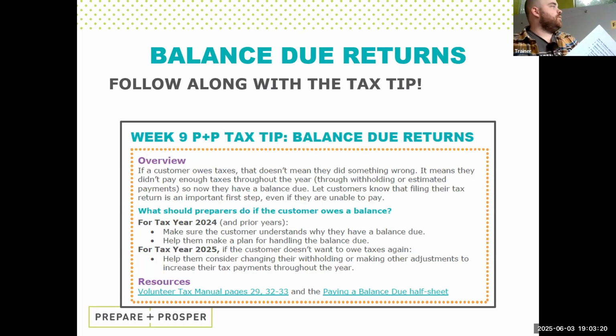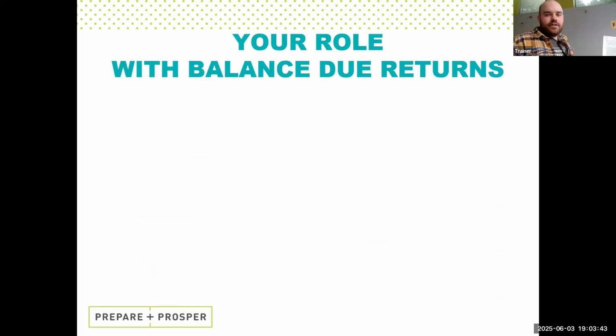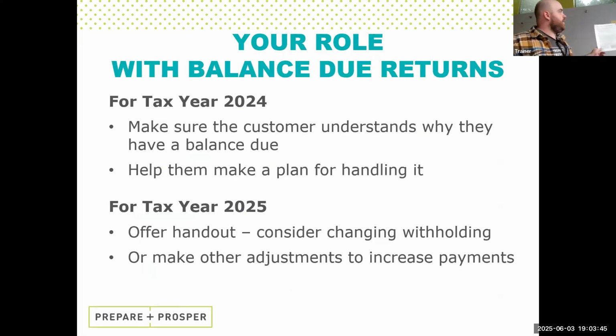And so the first step is we're going to have to sit and talk with them on whether they owe or are getting a refund. Refund's a lot easier. That's more of how do you get it? Owing, they have some options because, again, this is a service for low-income folks. Many of them are not going to have the money on hand to pay what they owe. And so we have this handout to help guide us.